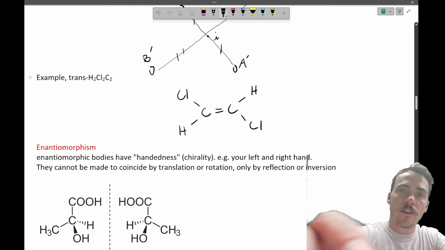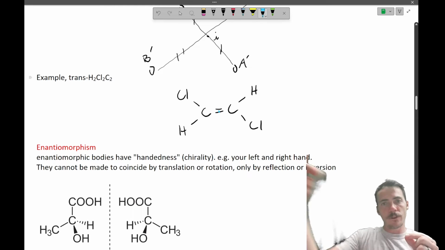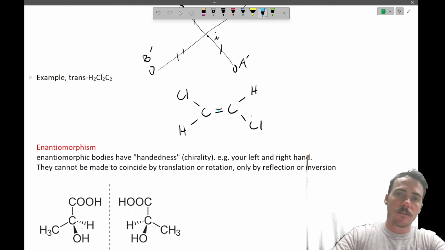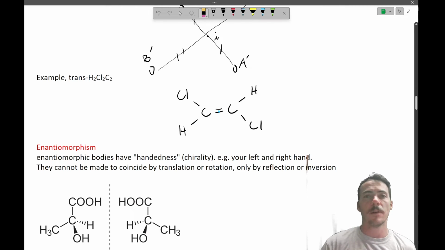Check it out. There now exists an inversion center right in the middle of that double bond, where if you invert all the atoms from one side to the other, they get to the same position where they were before, but on the other side. So it has inversion symmetry, which is not the same as reflection.